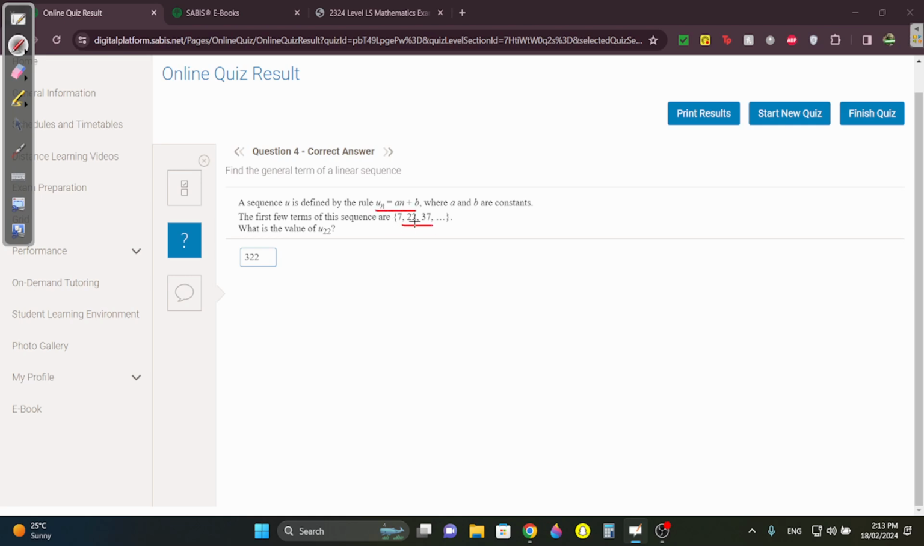The rule is un equals an plus b. What is u22? How can you find u22 if you don't know the formula for the actual sequence? But what you have to do is find what un is equal to. To do that, first we need to find the constant difference, right? Remember, I told you a is always the constant difference. The constant difference in this case is 15, because whenever you subtract them, it's 15. So un is equal to 15n plus b.